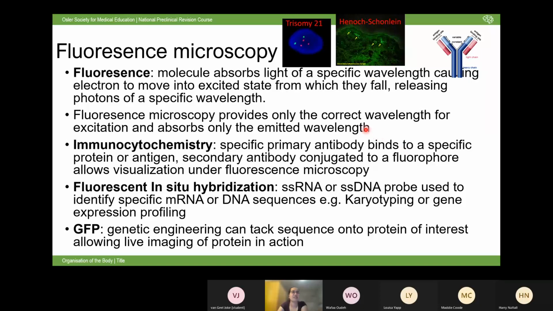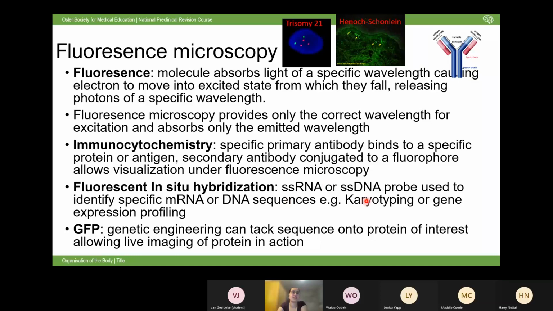And the reason we bother doing that rather than just having primary antibodies with a fluorophore attached is that it allows signal amplification, because many secondary antibodies will bind to a single primary antibody, which will bind to a single bit of IgA. And so it just makes it brighter. And so that's immunocytochemistry.